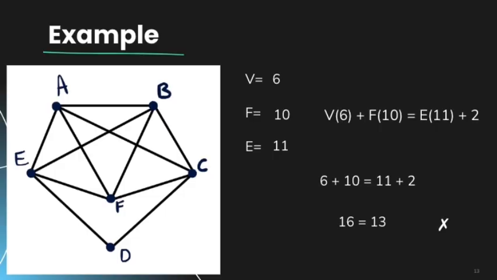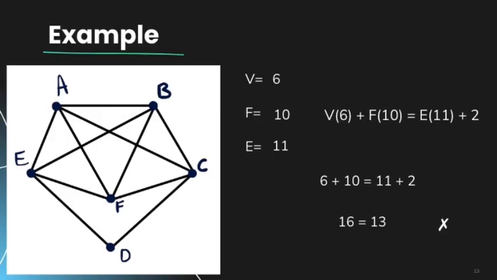Let's look at our first example. Here in this graph we have 6 vertices. 1, 2, 3, 4, 5, 6. And then with our faces, we have a total of 10, including that infinite face. And then when we count up all those edges, only the ones connected by vertices, we get a total of 11. Plugging that in, 6 vertices plus 10 faces equals 11 edges plus 2. 6 plus 10 equals 11 plus 2. And then when we add that together, we get a total of 16 equals 13.